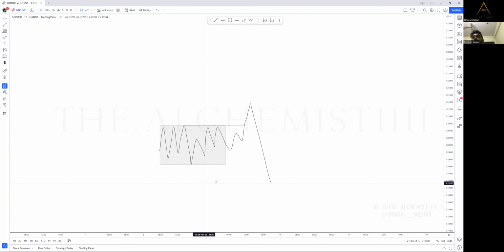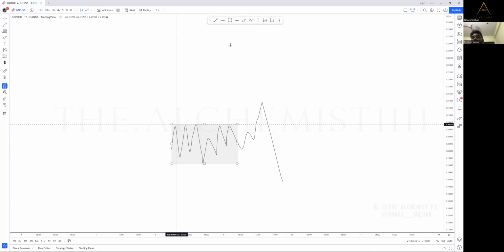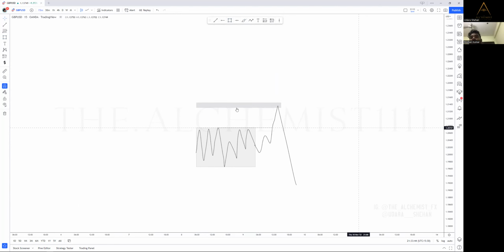Okay, so what we do is above the Asian high, we look for a higher time frame point of interest where London Kill Zone or London could get into. Because what makes this a high quality point of interest is the Asian high's liquidity.